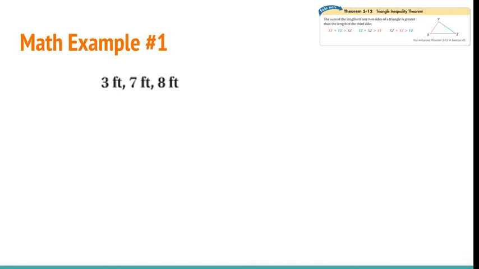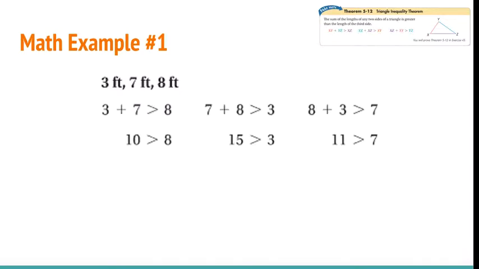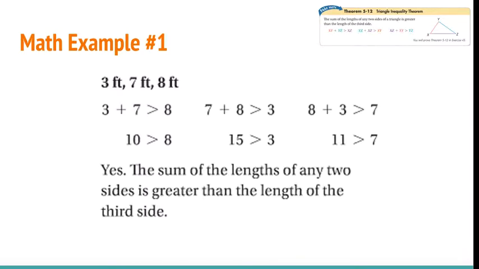You have a triangle with sides of 3 feet, 7 feet, and 8 feet. Is this possible? Feel free to stop the video and try it for yourself. The first step that you would do is add each two sides together. If the two sides are greater than the third side, then the triangle is a triangle. The answer is yes, the sum of the lengths of any two sides is greater than the length of the third side.